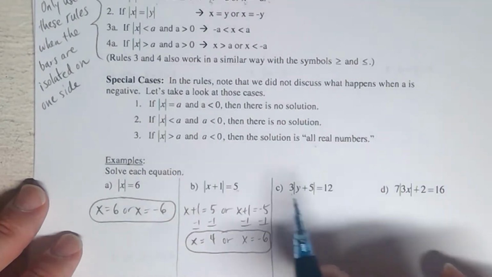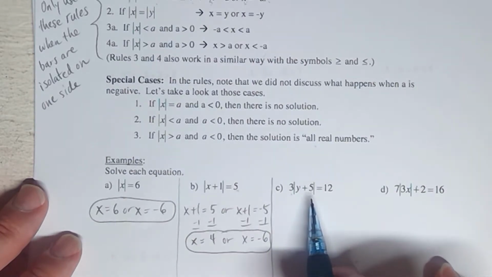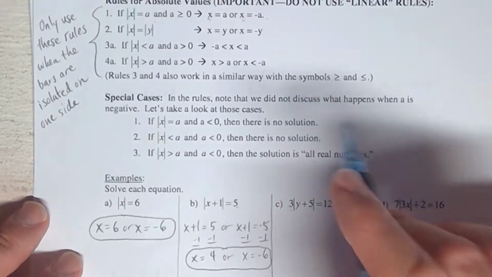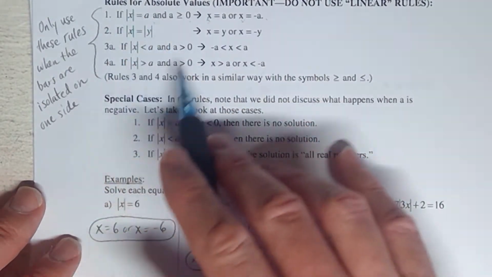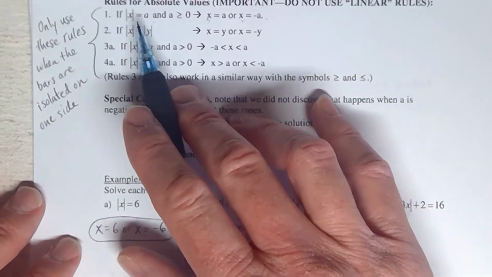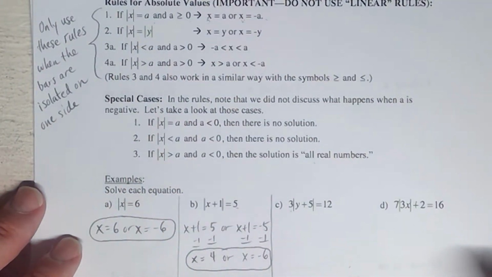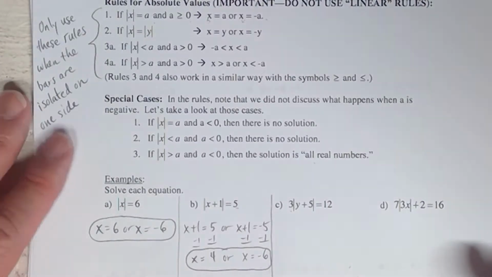Next one here. And in the next 3 problems, like I mentioned a few minutes ago, the bars are not by themselves. So it is absolutely unacceptable to use any of these rules here until the bars are by themselves, because the bars are by themselves in all of these. Okay? So how do you get the bars by themselves?